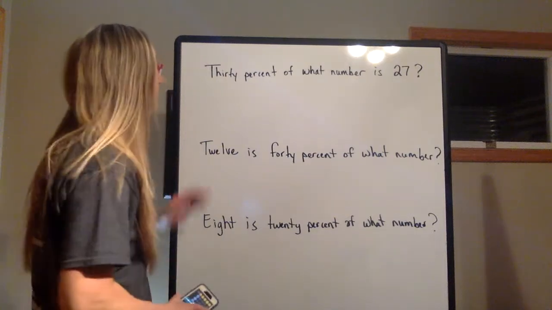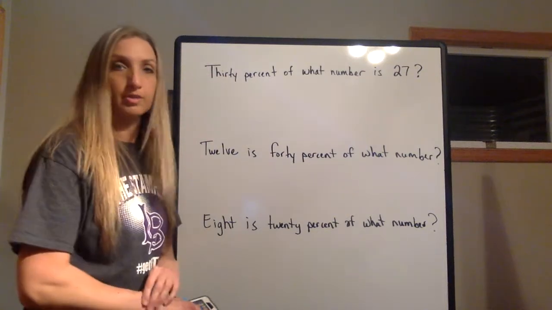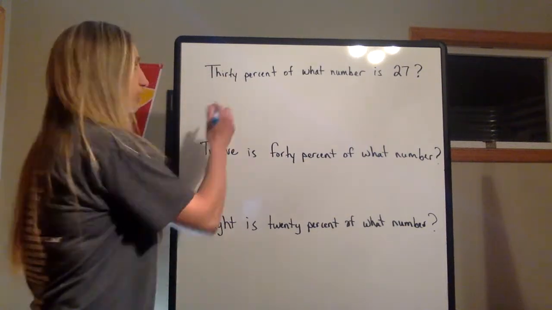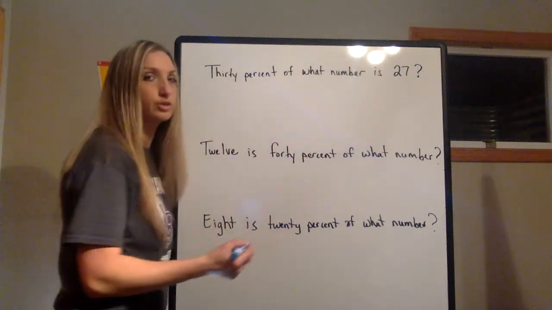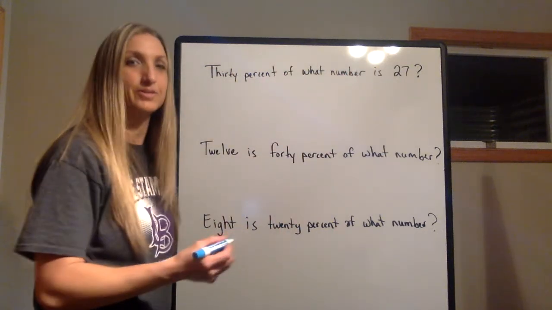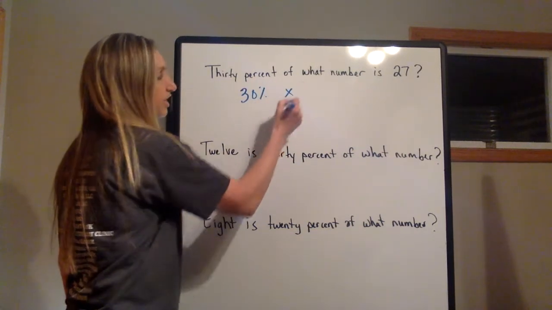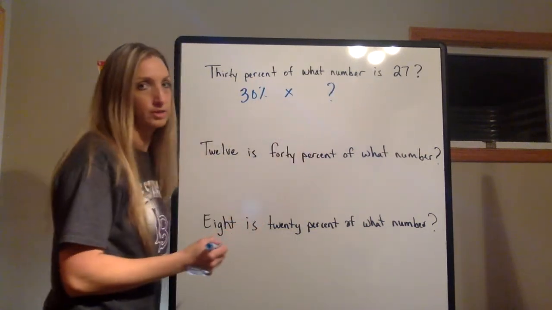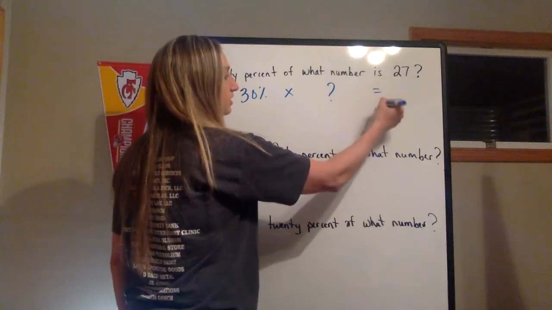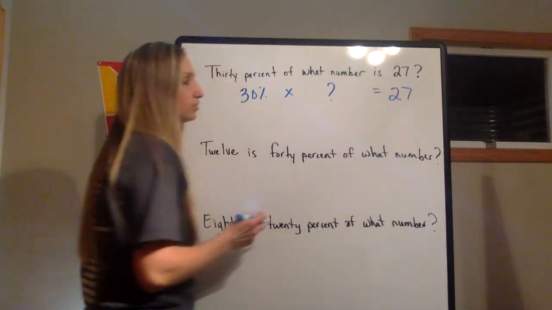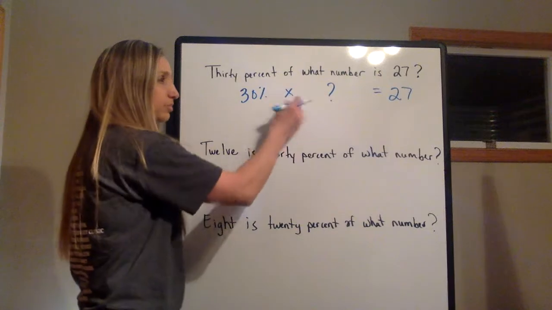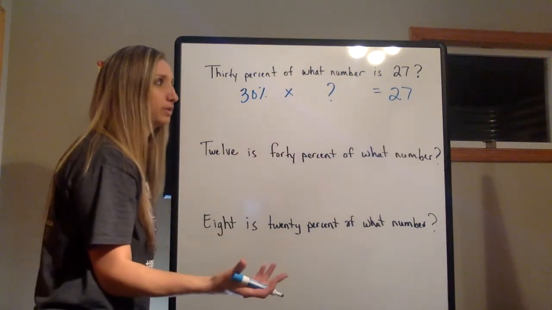Okay, so I've got 30% of what number is 27. So I'm just going to replace this number sentence with a mathematical equation. 30% of means times what number? I'm going to put a question mark there. Is means equals 27. So this time we're missing that whole number. 30% of something is supposed to be 27.